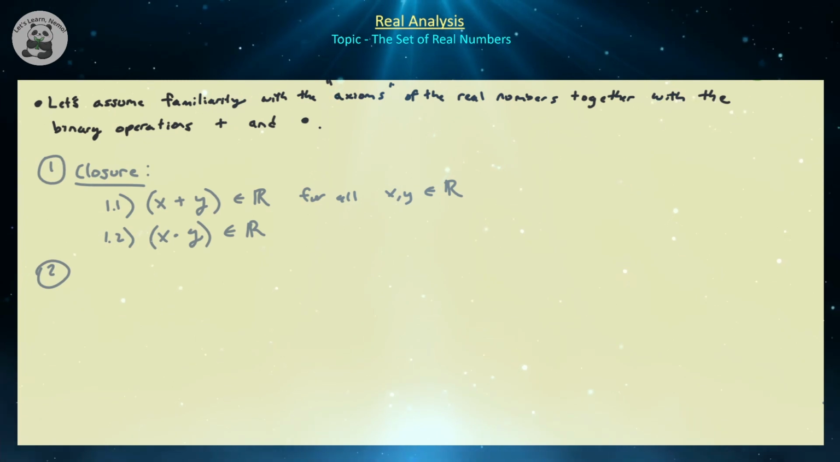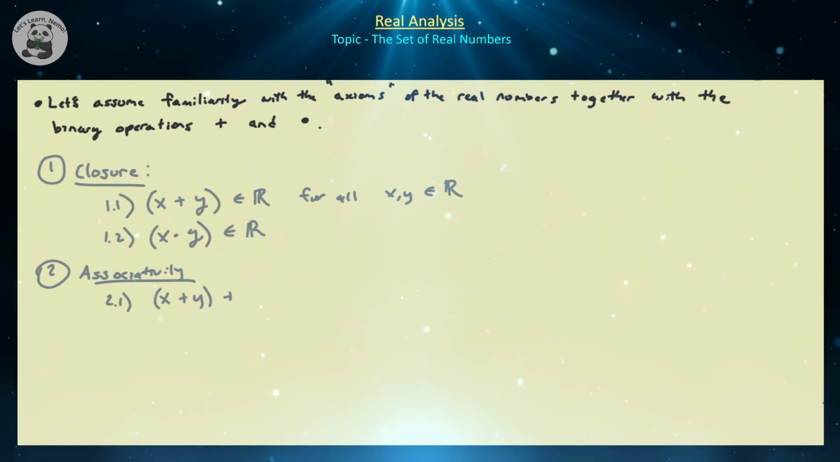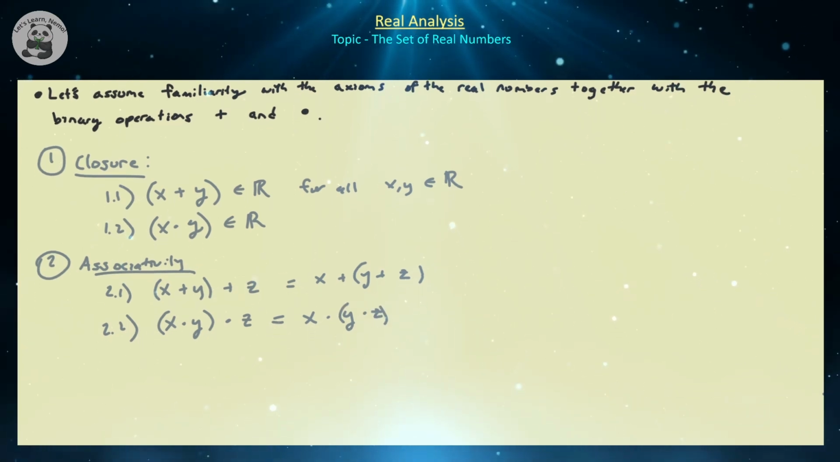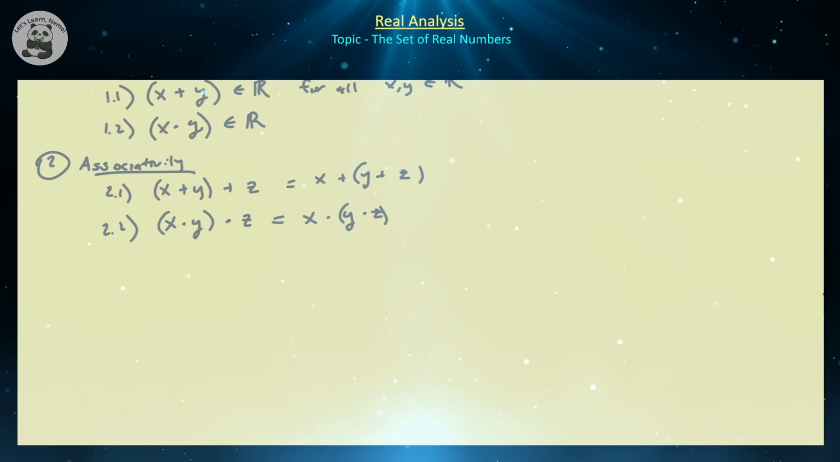The second property that you definitely know is the associativity property. It says that if you take x and y and you add them together and then add another real number z, that's always going to be equal to x plus the sum of y and z. Again, that's true for all x, y, and z, at least we're going to be assuming so. And the same holds for multiplication. If you do x times y and then multiply that product by z, you'll get the same answer as if you multiply x by the product of y and z. Right, so that's our associative property.